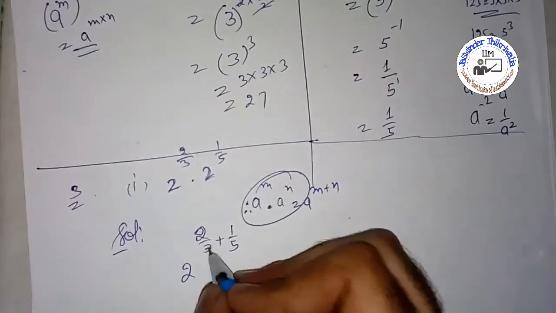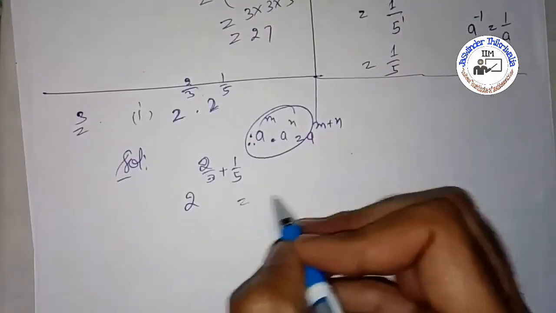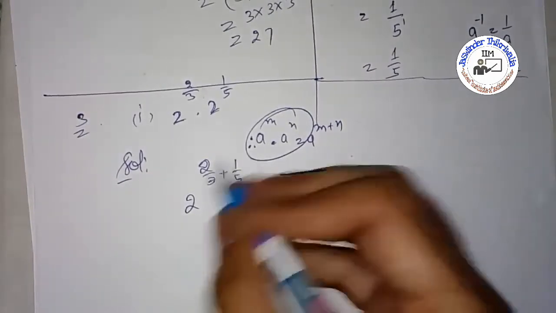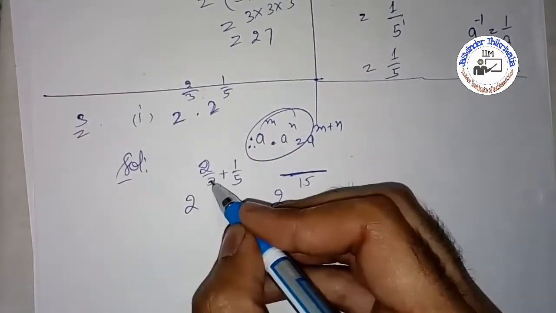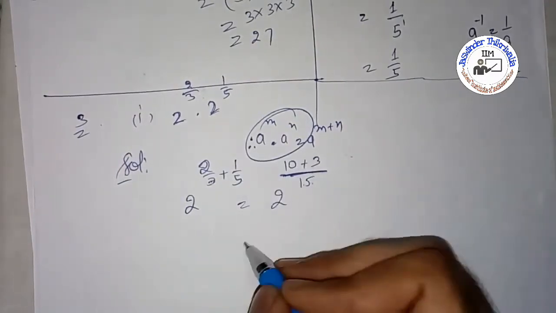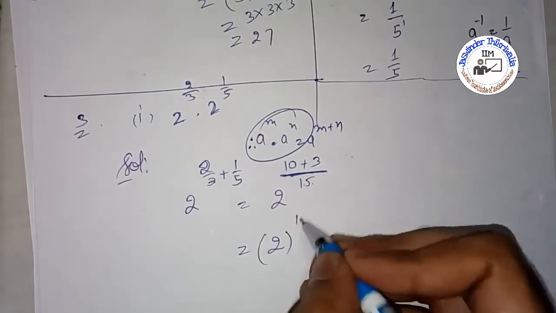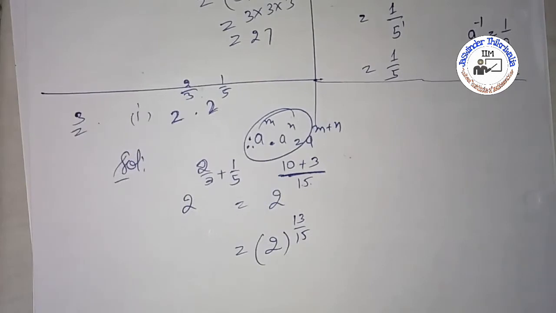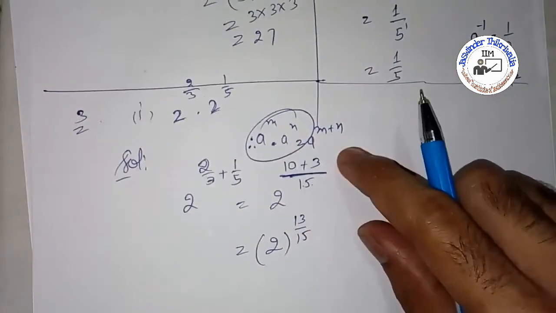Take their LCM. Their LCM will be 15. 2 to the power, their LCM will be 15. Then you solve this by taking the LCM. 15 divided by 3 is 5, times 2 is 10, and 15 divided by 5 is 3. So it will be 2 to the power 13 upon 15. What will be its answer? Its answer will be 2 to the power 13 upon 15. Clear beta? So if bases are the same, powers are different, then we will add the powers.